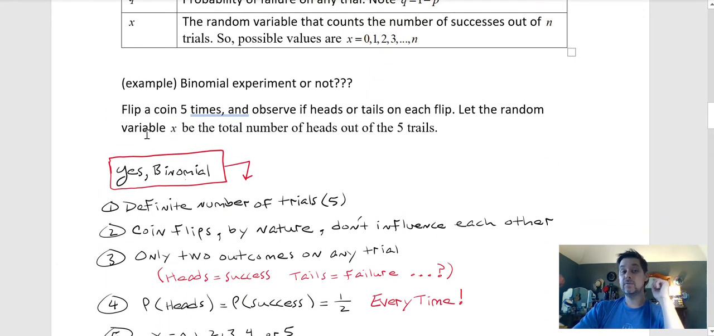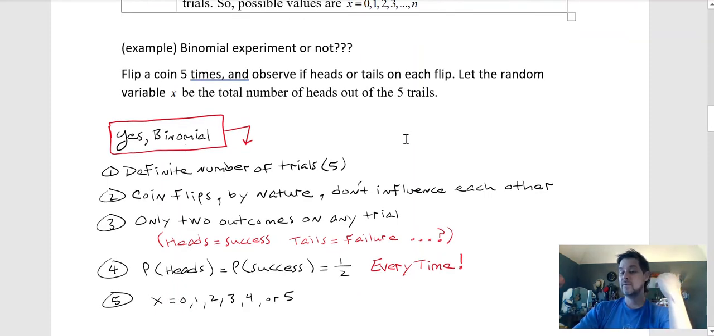Okay. Suppose you flip a coin 5 times. Flip it once, pick it back up, flip it again, pick it back up, flip it 5 times, and observe if heads or tails on each flip. The random variable X will be the total number of heads out of 5 trials. Okay. So does this satisfy everything that is true for a binomial experiment? Well, is there a definite number of trials, or is this open-ended? There's a definite number of trials. There's 5, right? So let me say check, okay?